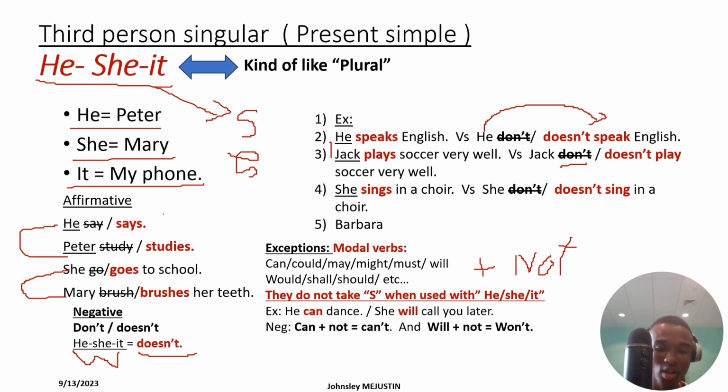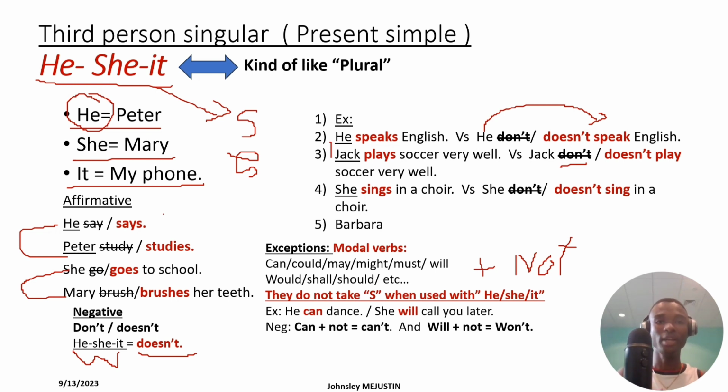So remember, these are exceptions. Okay? When you have a verb that follows he, she, it. Okay? And here this is the subject pronoun. So he, she, it. Like he replaces Peter. So Peter is the antecedent. All right? It's the antecedent. So whenever a verb follows he or Peter, it should take an S. So Peter here is the antecedent of he. Mary, the antecedent of she. My phone, the antecedent of it.